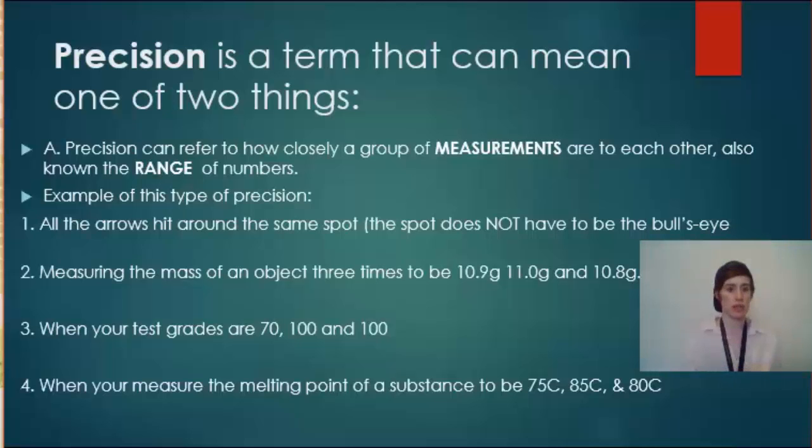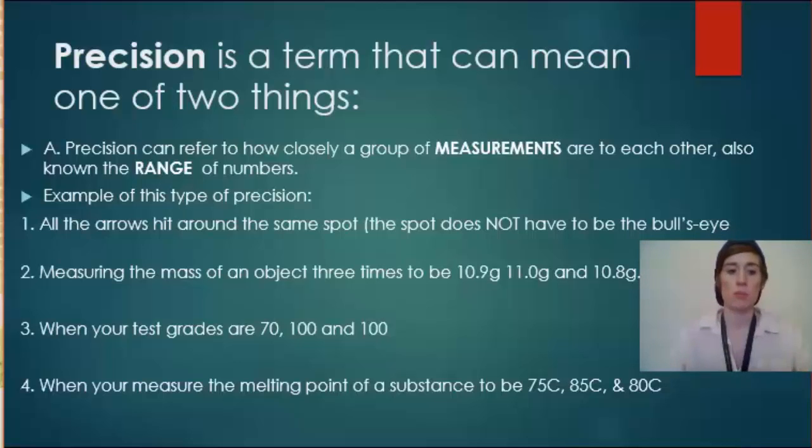Let's look at number 3. Let's say you get 3 test grades back. One's a 70, and then the other 2 are hundreds. Even though when we average them together, the average is 90. That's accurate. Okay, so you're showing accuracy in your results, but you're not showing precision in your results. So number 3 would be an example of imprecise data.